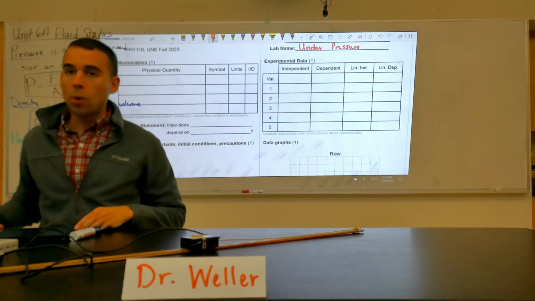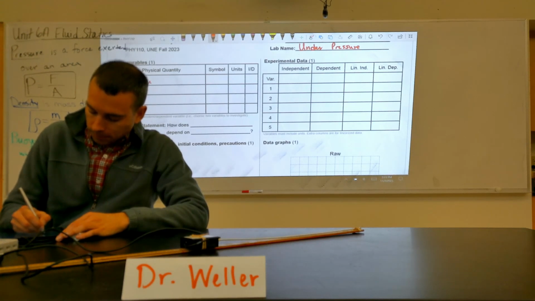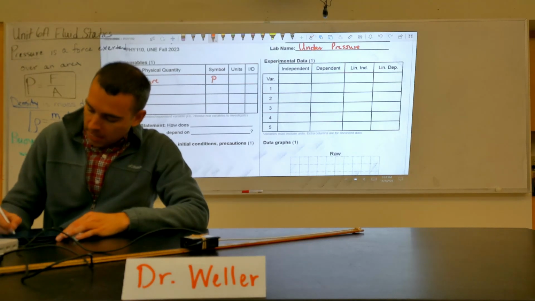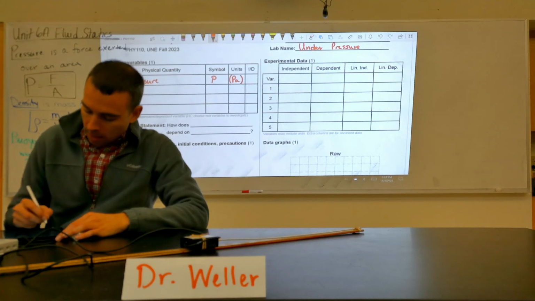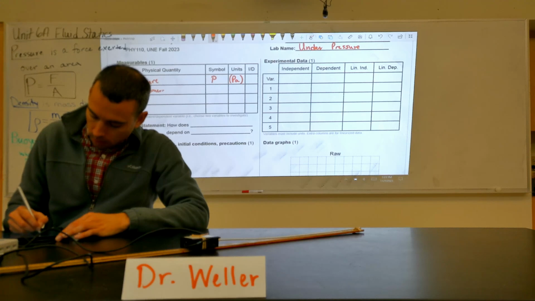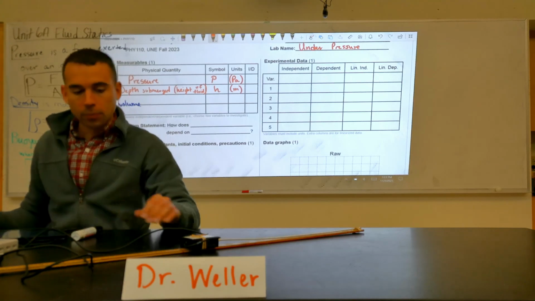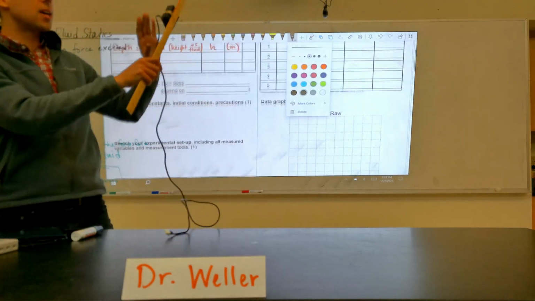Okay, what we are going to measure is pressure, which has the symbol P in units of pascals, and we are going to measure depth submerged, or you could also call that the height of fluid. That is H, measured in meters. So what we have here is a lot like the gas pressure.